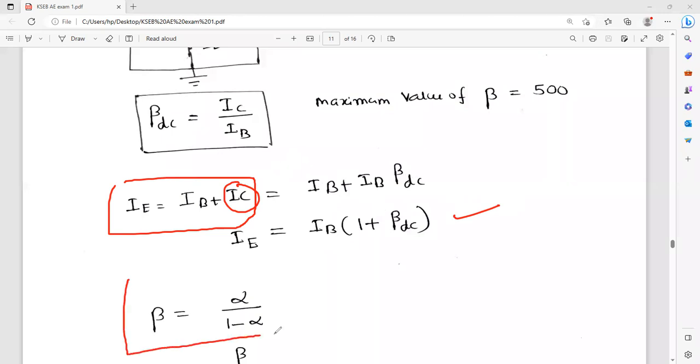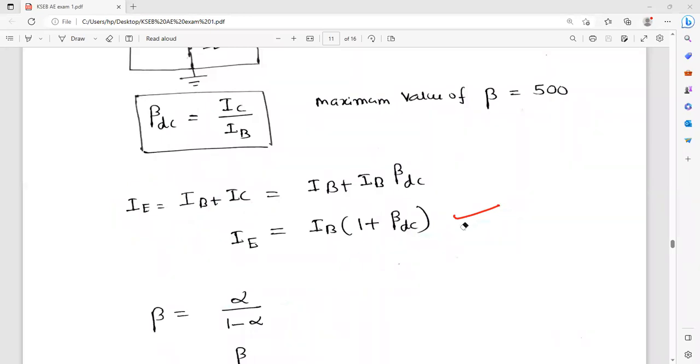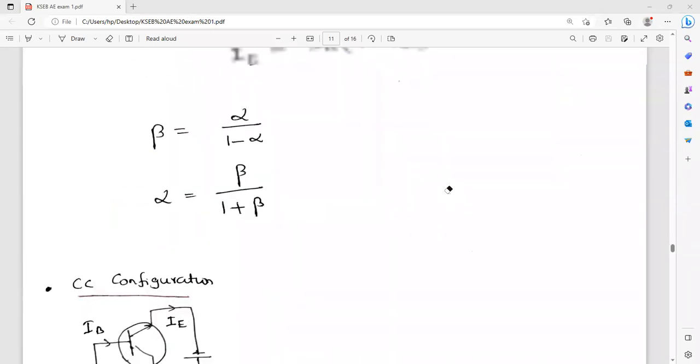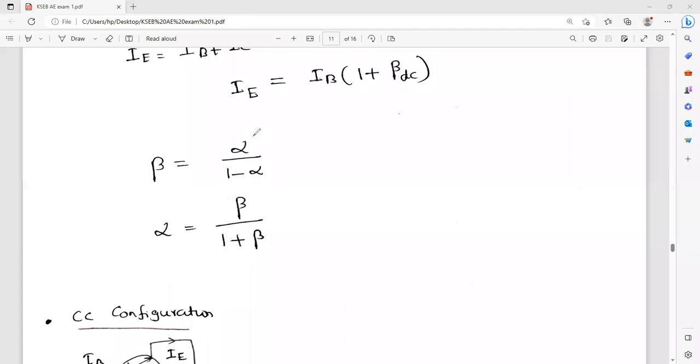There is another relation between alpha and beta. This is a very, very important question. Beta is equal to alpha by 1 minus alpha. Most important. Okay, that also you have to remember. Or otherwise, let us move on to this equation also. Alpha is equal to beta by 1 plus beta. Any equation is fine. From that you can derive. Okay. Beta is equal to alpha by 1 minus alpha. Else, alpha is equal to beta by 1 plus beta. Both are equal. Don't make any confusion regarding this.